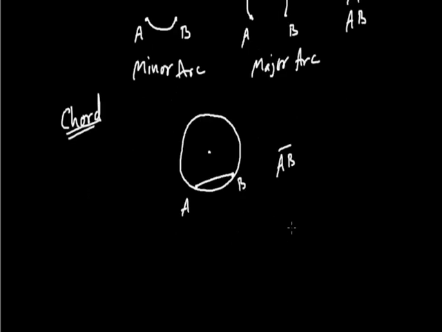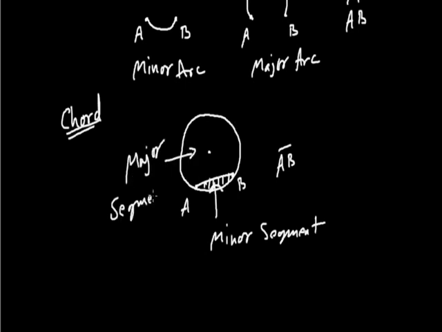Now this chord will divide the circle into two parts. The region between the chord and the minor arc is called the minor segment, and the region between the chord and the major arc is called the major segment.